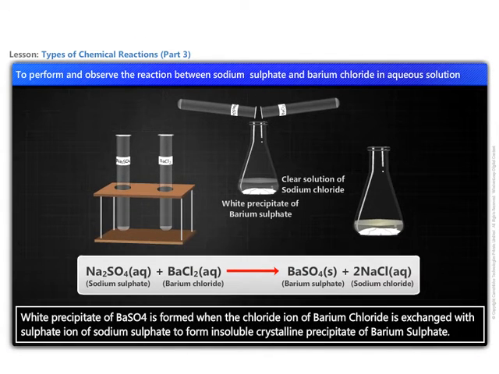White precipitate of BaSO4 is formed when the chloride ion of barium chloride is exchanged with sulfate ion of sodium sulfate to form insoluble crystalline precipitate of barium sulfate.